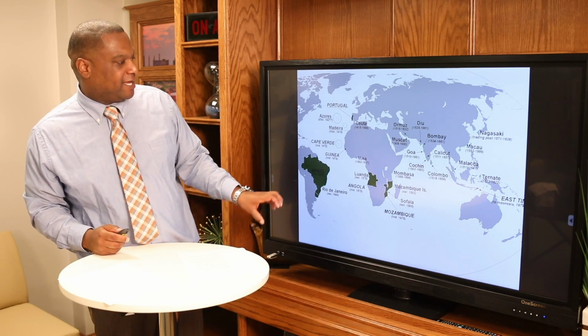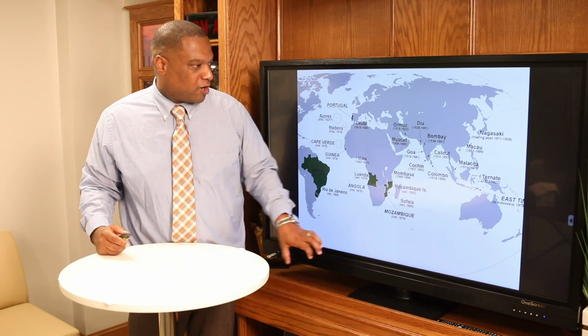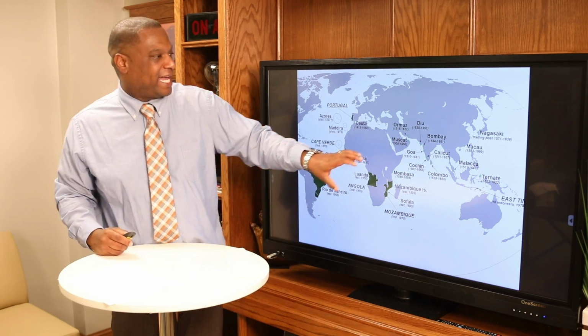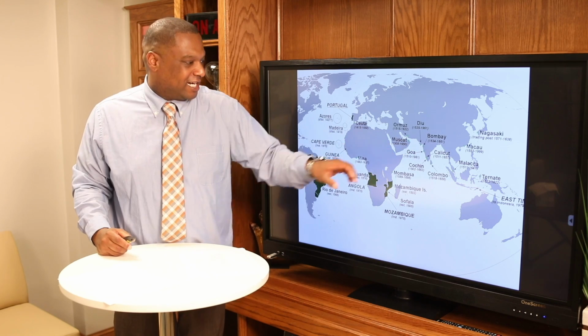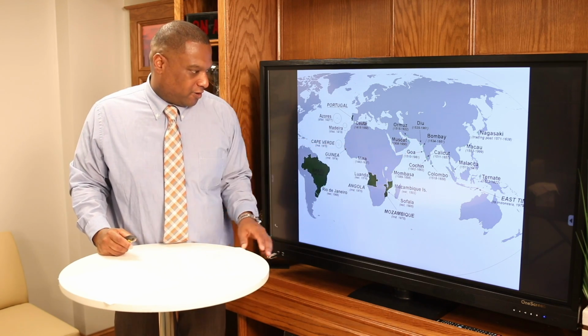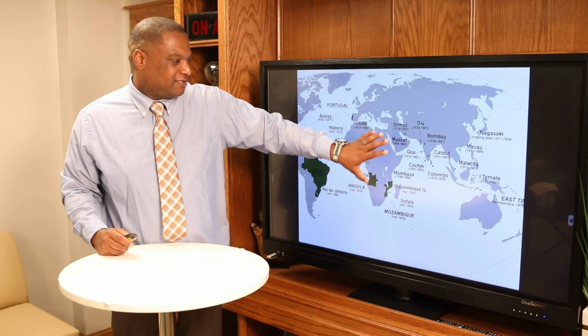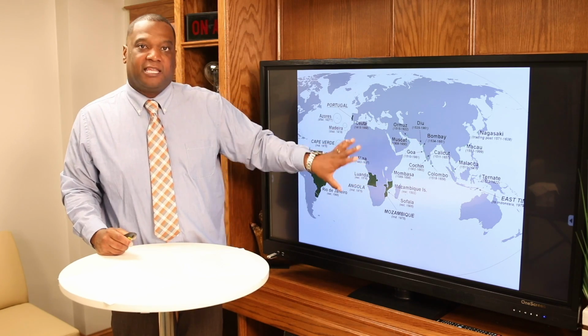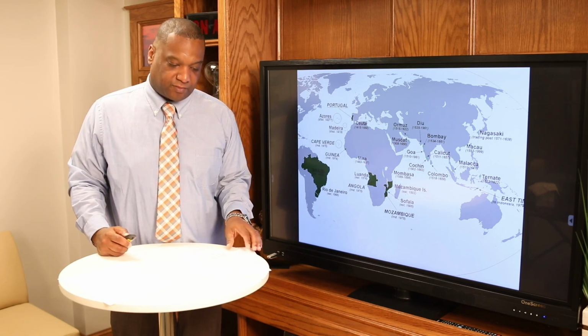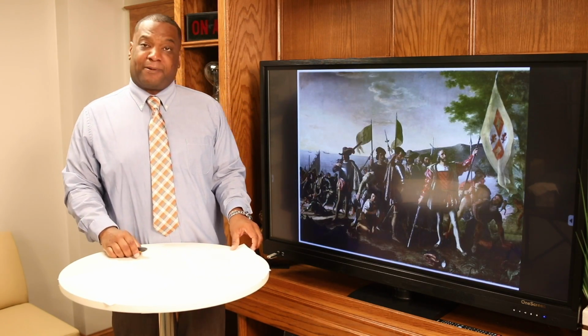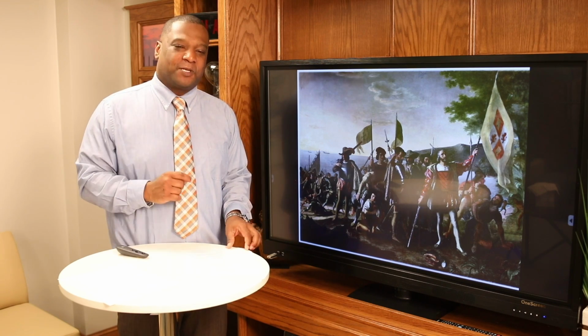As you can see, their focus is on the Old World. They're focused on places like Macau. They're from Calcutta. They're focused on Colombo. They're focused on Mozambique. This is the area that they're focusing on. They're focused on the Old World. While Spain, they wanted to focus on the New World.